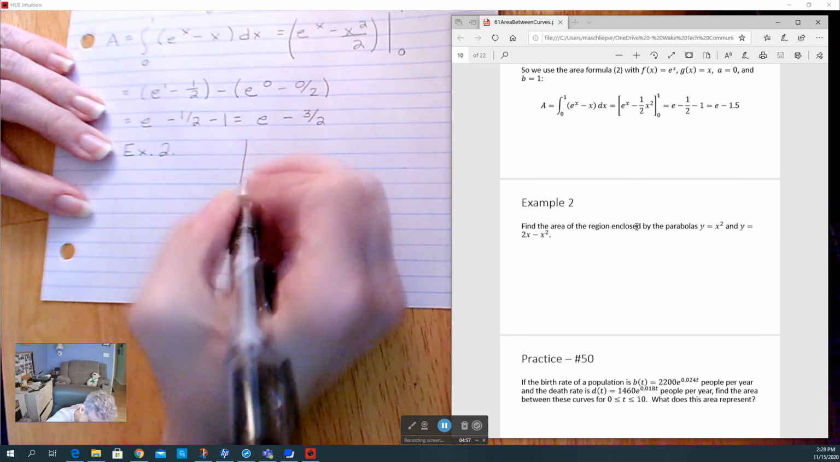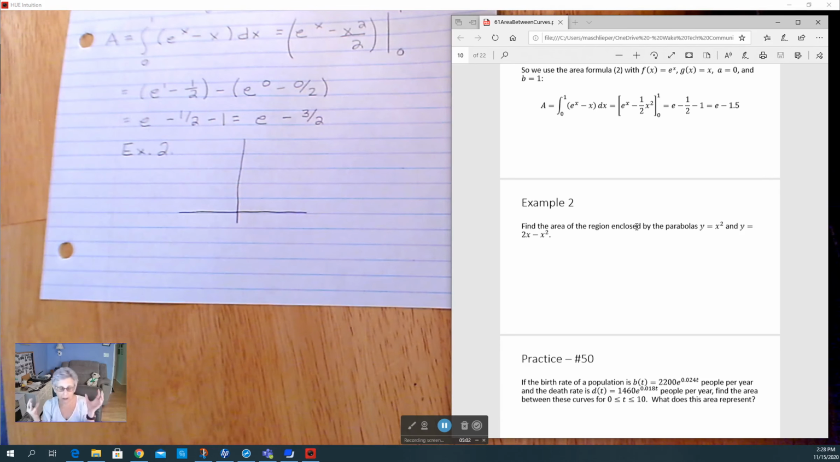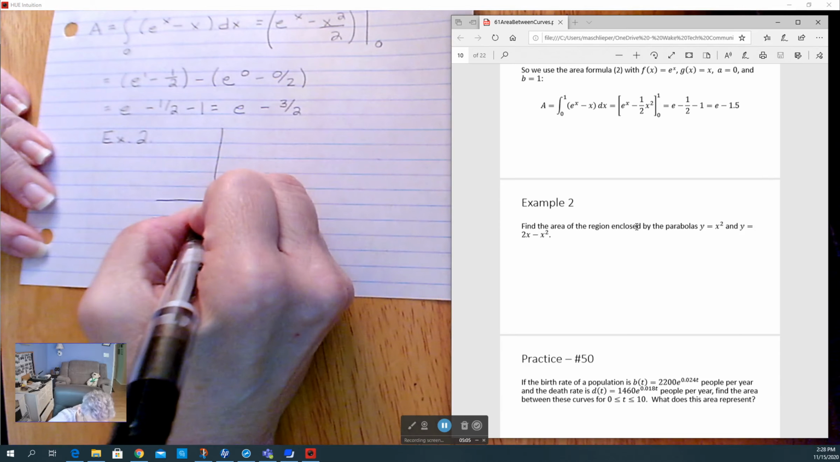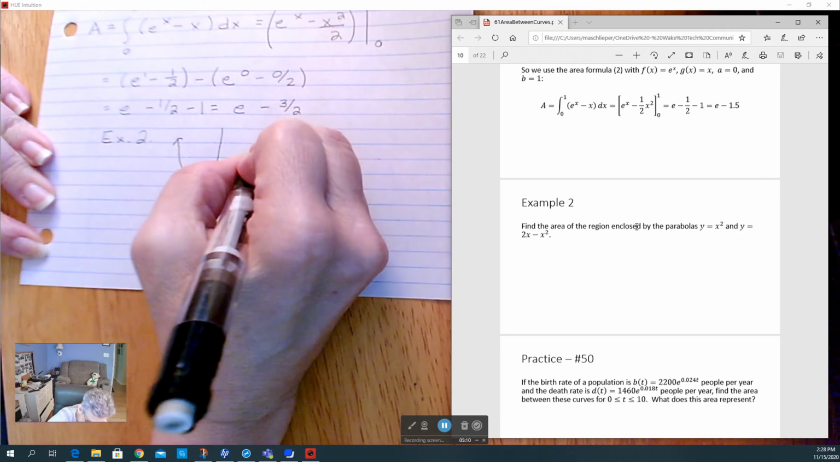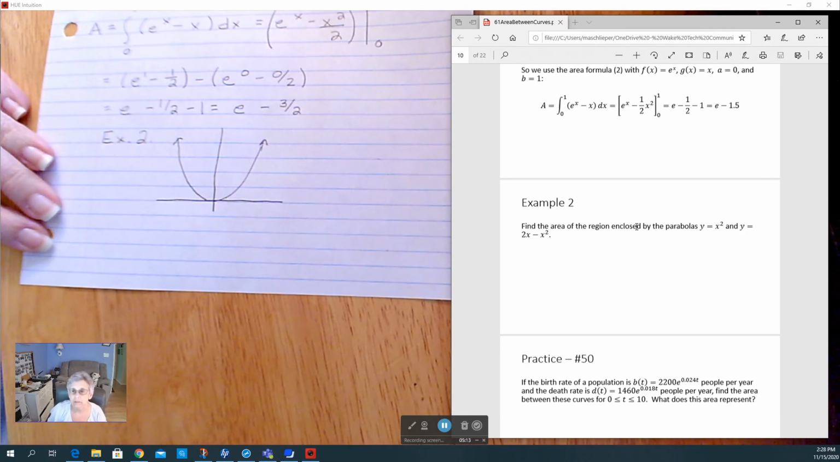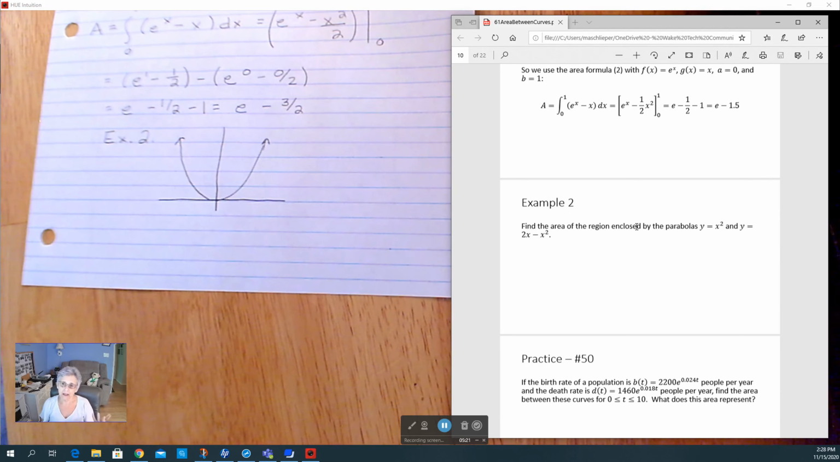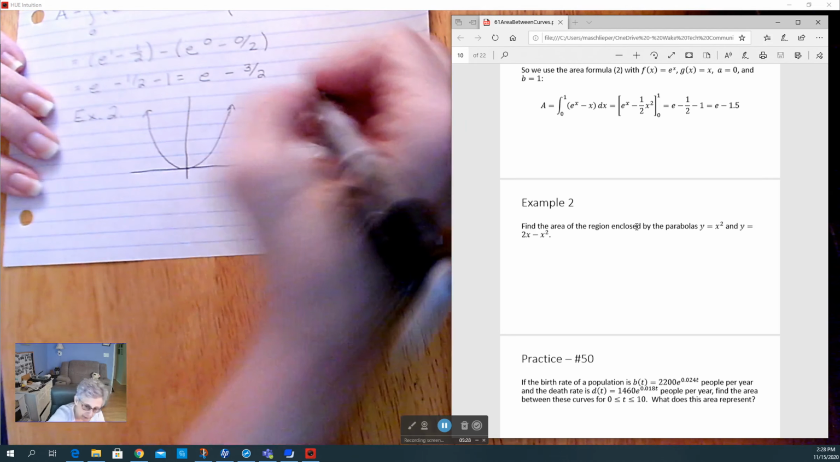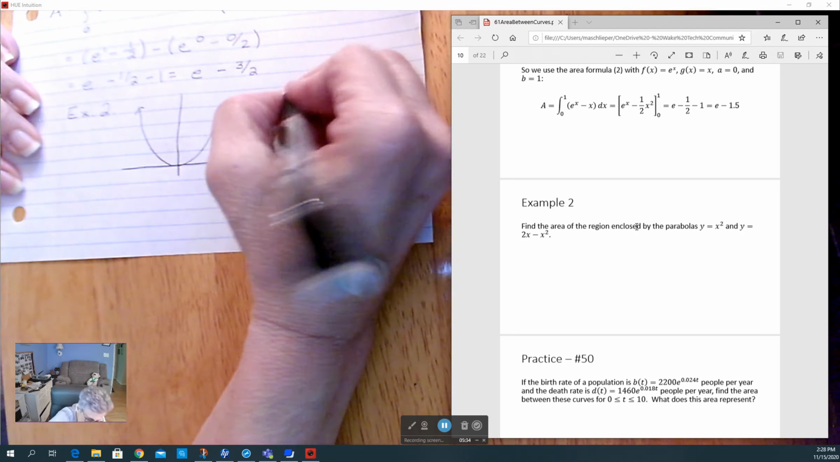And you notice I'm only sketching above the axis because I know that y equals x squared is the generic parabola that looks something like that. Y equals 2x minus x squared. Now, I know that that is a downward facing parabola, but I don't know exactly where it lies in the xy plane. Let's set these two equal to one another and see where they cross.